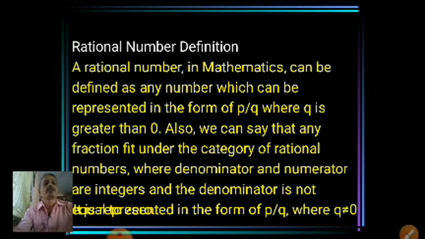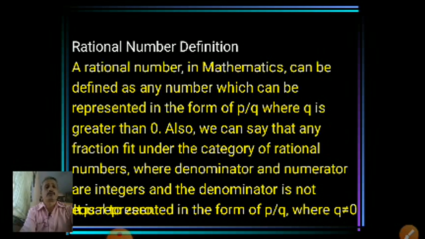Let's give the definition of a rational number. A rational number in mathematics can be defined as any number which can be represented in the form of p upon q, where q, that means the denominator, is greater than 1 or greater than 0. We can say it's greater than 0.